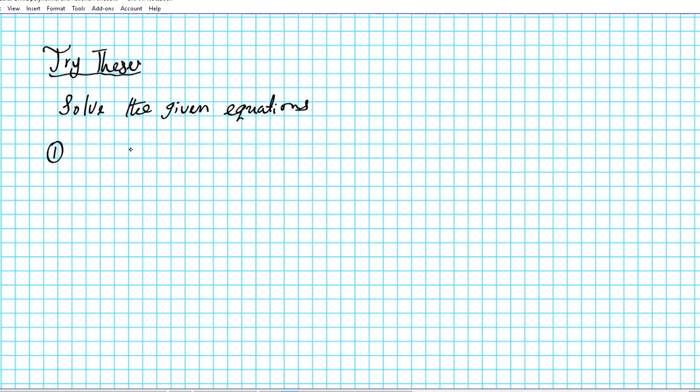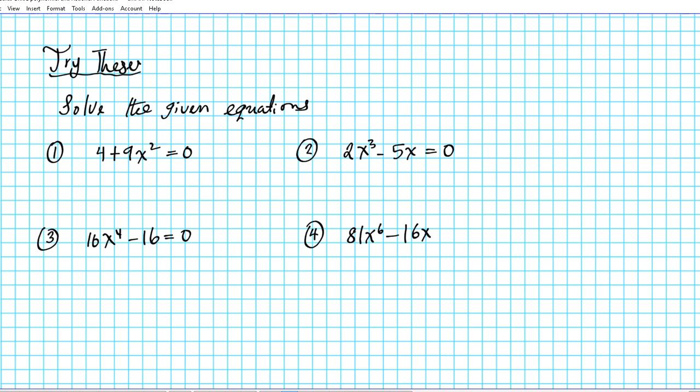For number 1, let's say you have the equation 4 plus 9x squared equals 0. Number 2, what if you have 2x to the third minus 5x equals 0? Number 3, what if you have 16x to the fourth minus 16 equals 0? Number 4, what if you have 81x to the sixth minus 16x squared equals 0? And number 5, what if you had 3x to the seventh minus 192x equals 0? Alright, go ahead and pause this video at this time and try out these problems. When you're done, click on the playback button to see what the answers are.